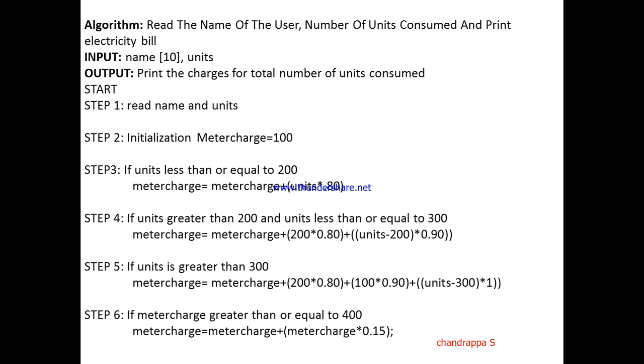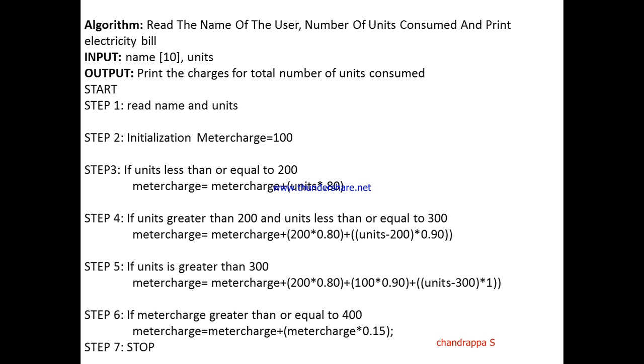At the end, check the meter charge. If the meter charge is greater than or equal to 400, then add 50% additional charge, that is given by meter charge equal to meter charge plus meter charge into 0.15, 50% or 0.15.